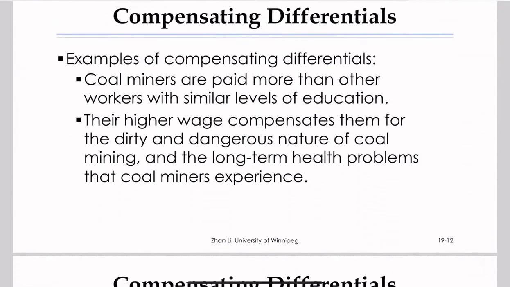Okay, now let's see several examples of compensating differentials. The fact is, generally coal miners have higher wages compared with workers with similar levels of education. So this higher wage can be considered a compensating differential. The reason is that coal miners work in a dangerous environment, and they could suffer from long-term health problems. So the mining firms have to offer them higher wages. That is, their job has to have a positive compensating differential. Under this positive compensating differential, workers will be willing to work for coal mining firms.